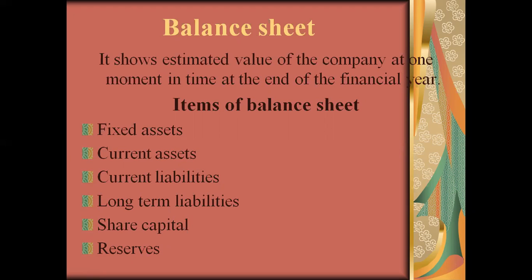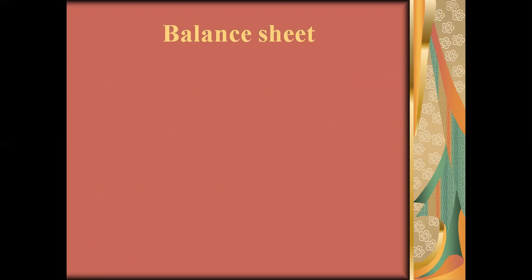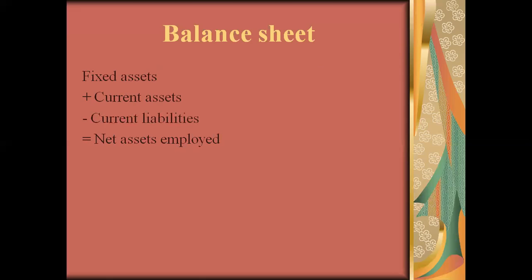But this is actually there in one of the items of the balance sheet or the statement of financial position. All right, now just have a look at the statement of financial position. Fixed assets, non-current assets. So you add current assets to it. What do you get? You get total assets, right? Fixed assets plus current assets, you get total assets. All the items which are owned by the business. So if you subtract current liabilities, you get net assets employed. Now, net assets employed means the total assets which are in use, right?